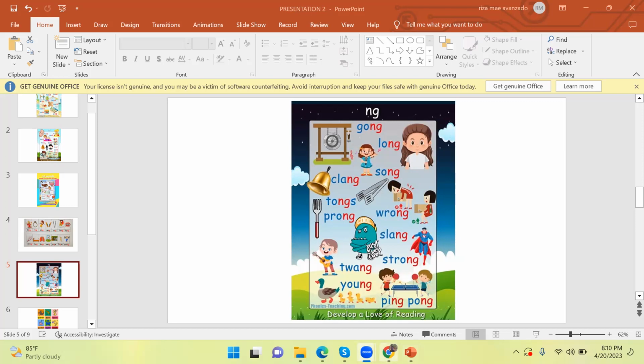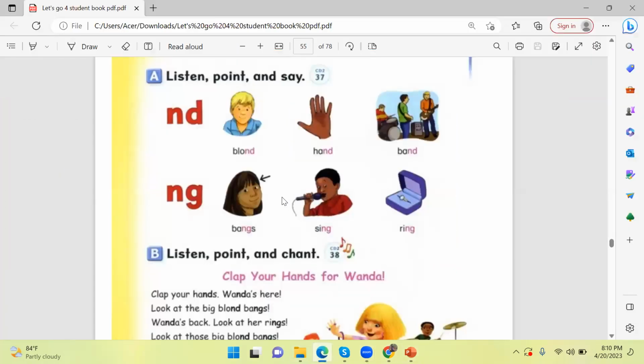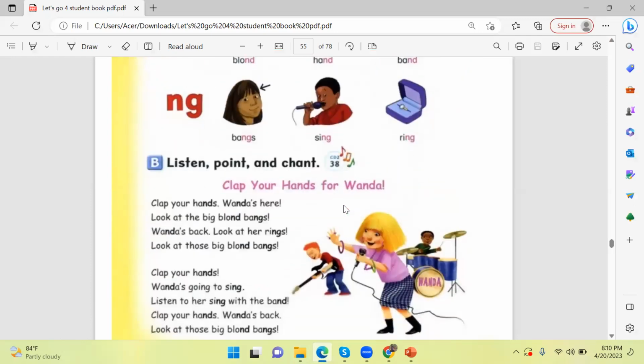Okay, do you understand? Yes. Okay, very good. So, can we proceed to another? Are you ready? Yes. Very good. So, we have here, Clap Your Hands for Wanda. Can you please read again? Clap your hands for Wanda. Very good. Here. Look at the big brown bags. Wanda's black bag. Look at her sing. Look at those big blonde bags. Very good. So, how about the next one?